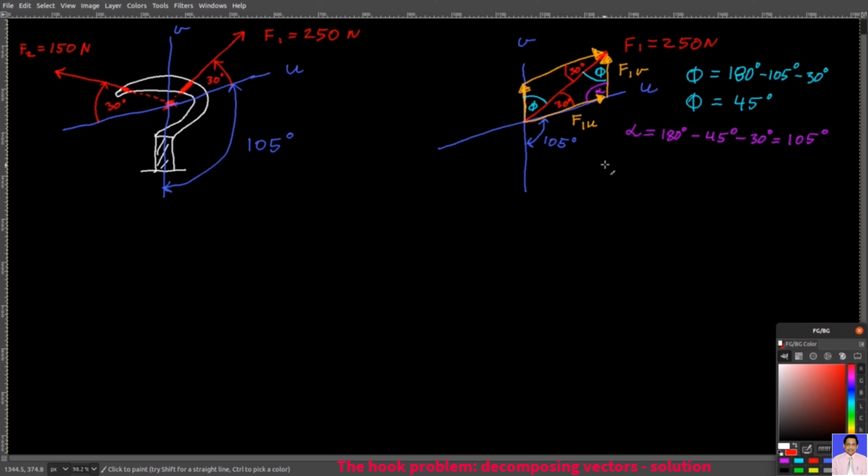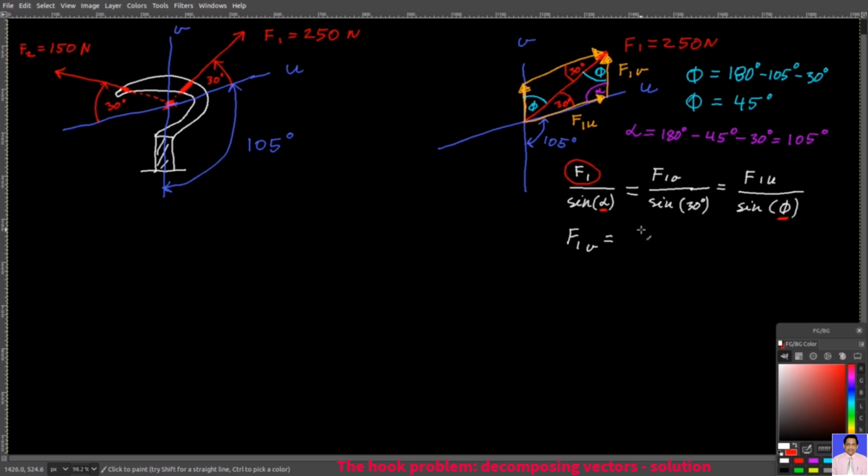And so now you can write down the sine law. You can have F1 over sine alpha. F1 is this one here, and that would equal F1V, which is this one here, over sine 30 degrees. That's the opposite angle to F1V, and that would equal F1U, which is this one here, over sine phi. You know your F1, you know alpha, you know phi, so now it will be very easy to find F1V and F1U.